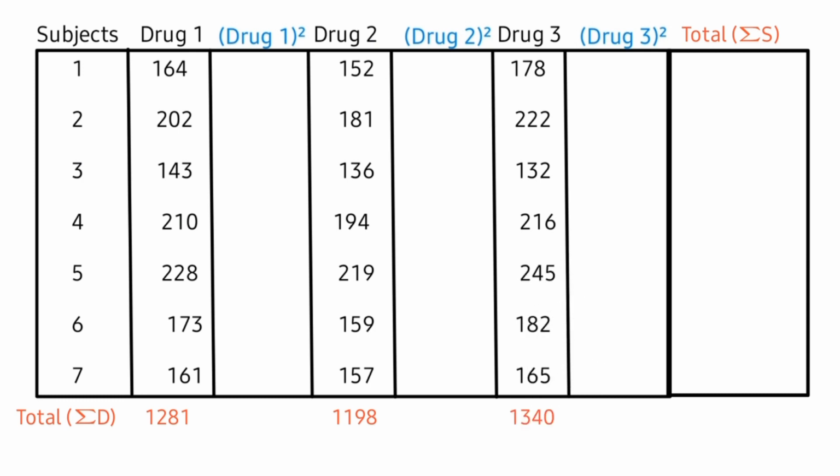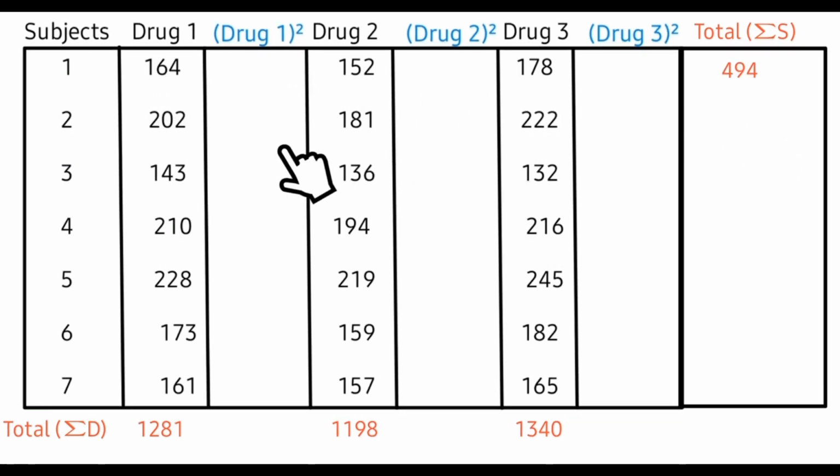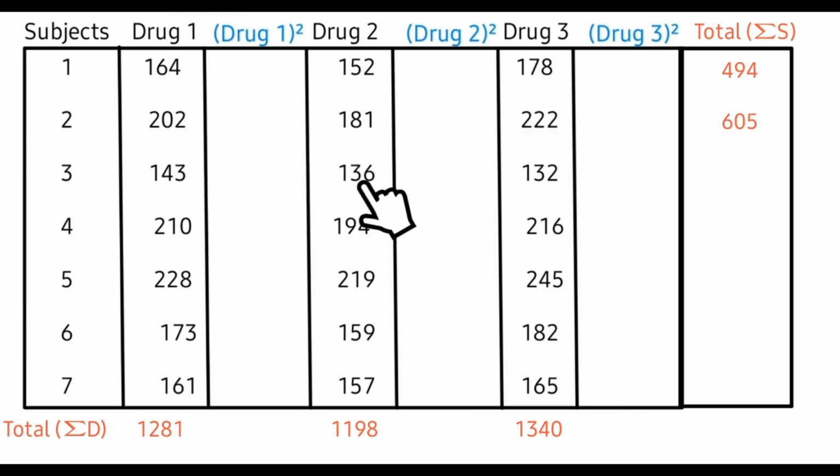Let's also proceed to summing the subjects. 164 plus this gives this, 202 plus this, 143 plus this, 210 plus this, this plus this plus this, this plus this plus this, 161 plus this, 483.